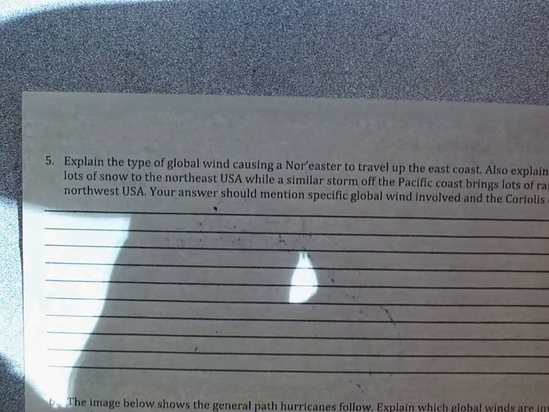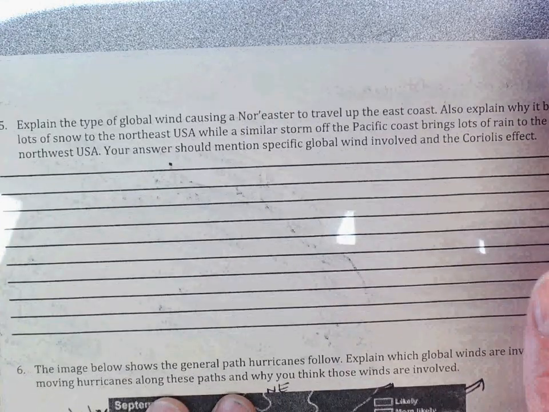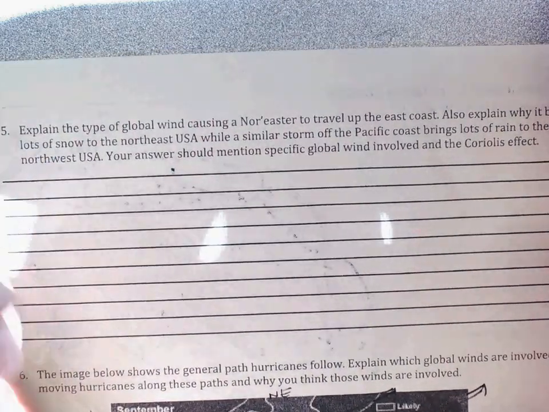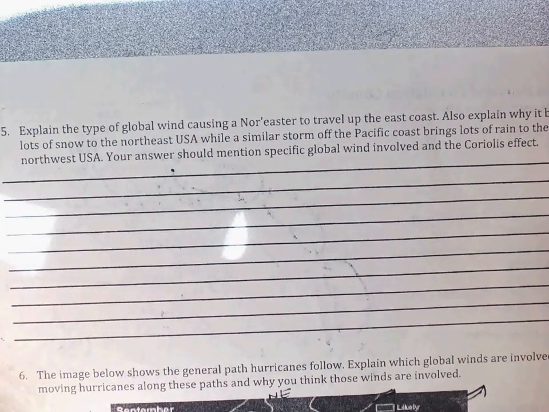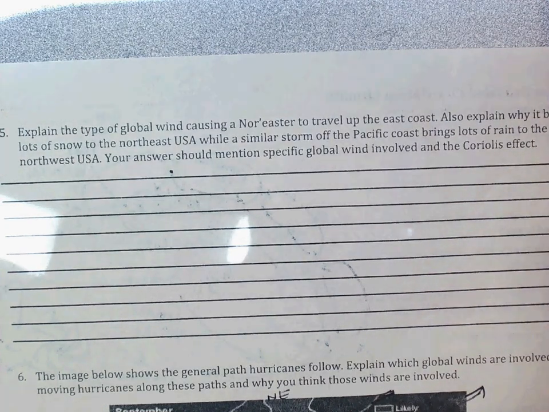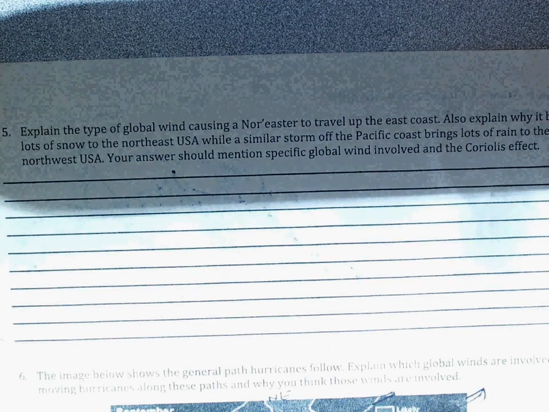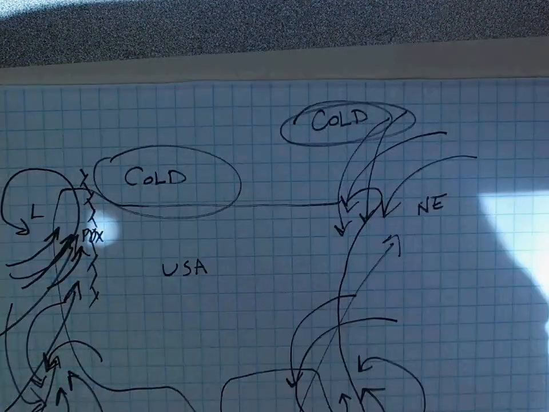And now let's jump to the one on the back. So this problem says, explain the type of global wind causing a nor'easter to travel up the east coast. Also explain why it brings lots of snow to the northeast U.S., while a similar storm off the Pacific coast brings lots of rain to the northwest USA. Your answer should mention specific global wind involved in the Coriolis effect. So here's the U.S.